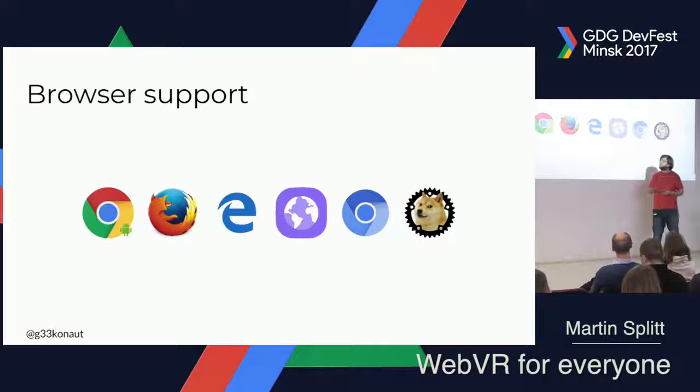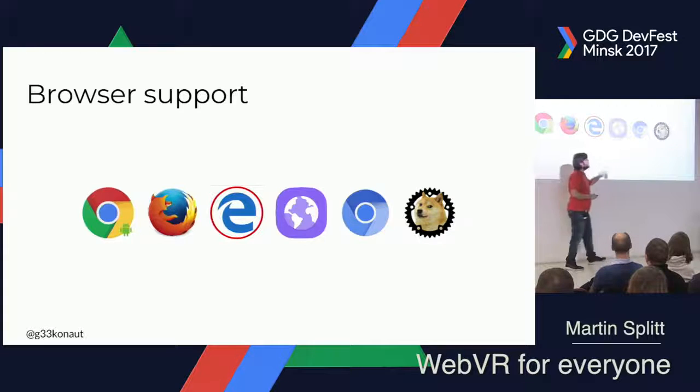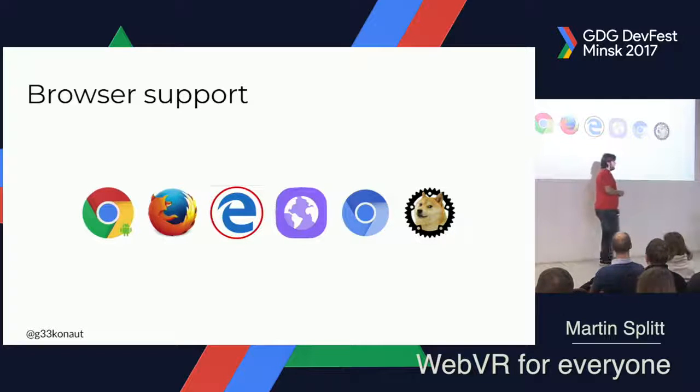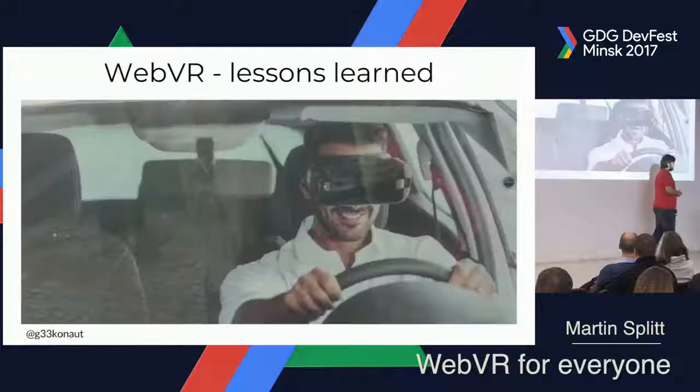Browser support. We have Chrome on Android. Yay. We have Firefox since a couple of months. Edge is supporting it. Yes, Edge. And Samsung Internet is supporting it. There's an experimental Chrome build. Hopefully in the first quarter of next year, we'll see desktop Chrome support WebVR as well. And then Servo, which is this experimental browser from Mozilla, is also supporting WebVR already. So that's kind of cool. There are polyfills available for other browsers on mobile phones, so iPhones kind of do support Cardboard VR at least.